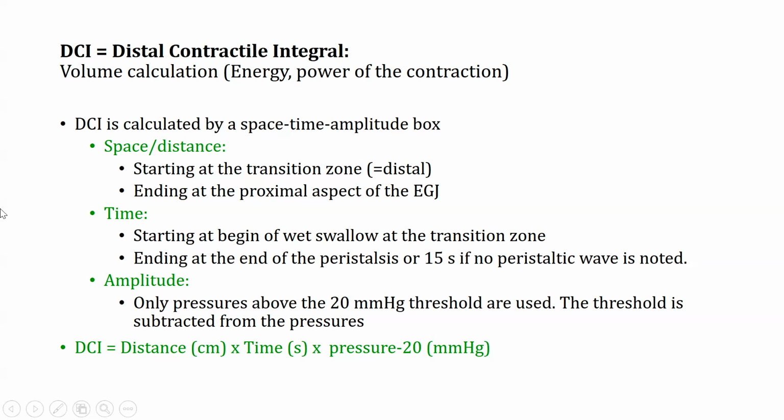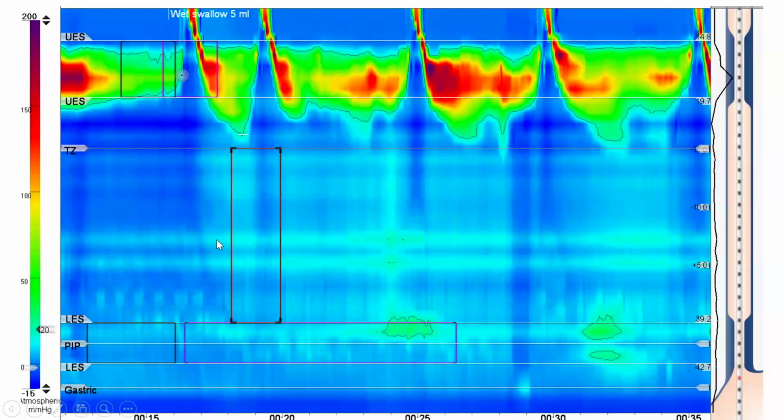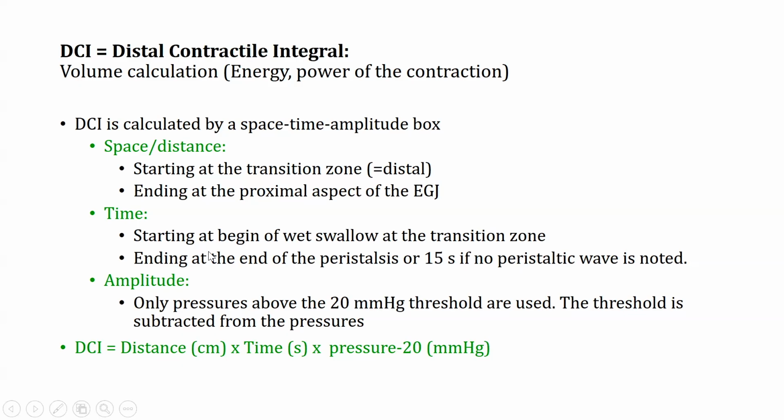So this is the DCI. In simpler words, if it's low, then it's weak motility, and if it's high or very high, then it's hypercontractility, right? Yes, very good. Let's see some examples for how it will look like.